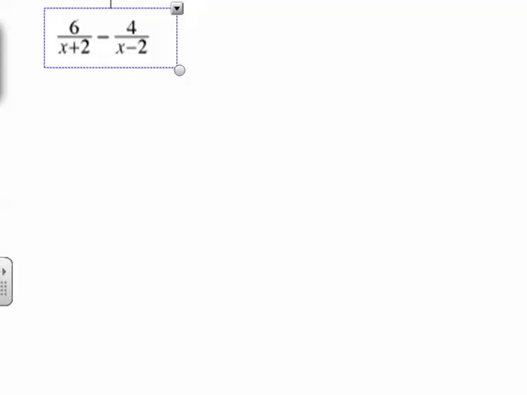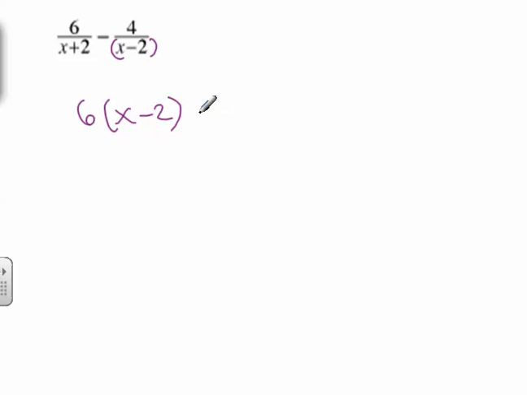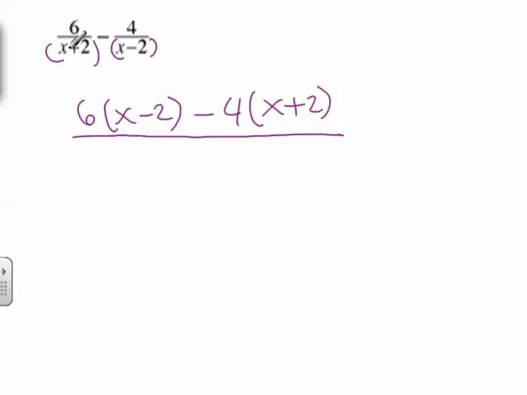So my denominators are not currently the same, and subtraction and adding, same thing, we need to have a common denominator. So I'm going to multiply this on the top and the bottom here. And so I end up with 6 times x minus 2. And then minus, I'm going to multiply this over here, 4 times x plus 2, all over the common denominator, which is these two multiplied together, x plus 2 times x minus 2.